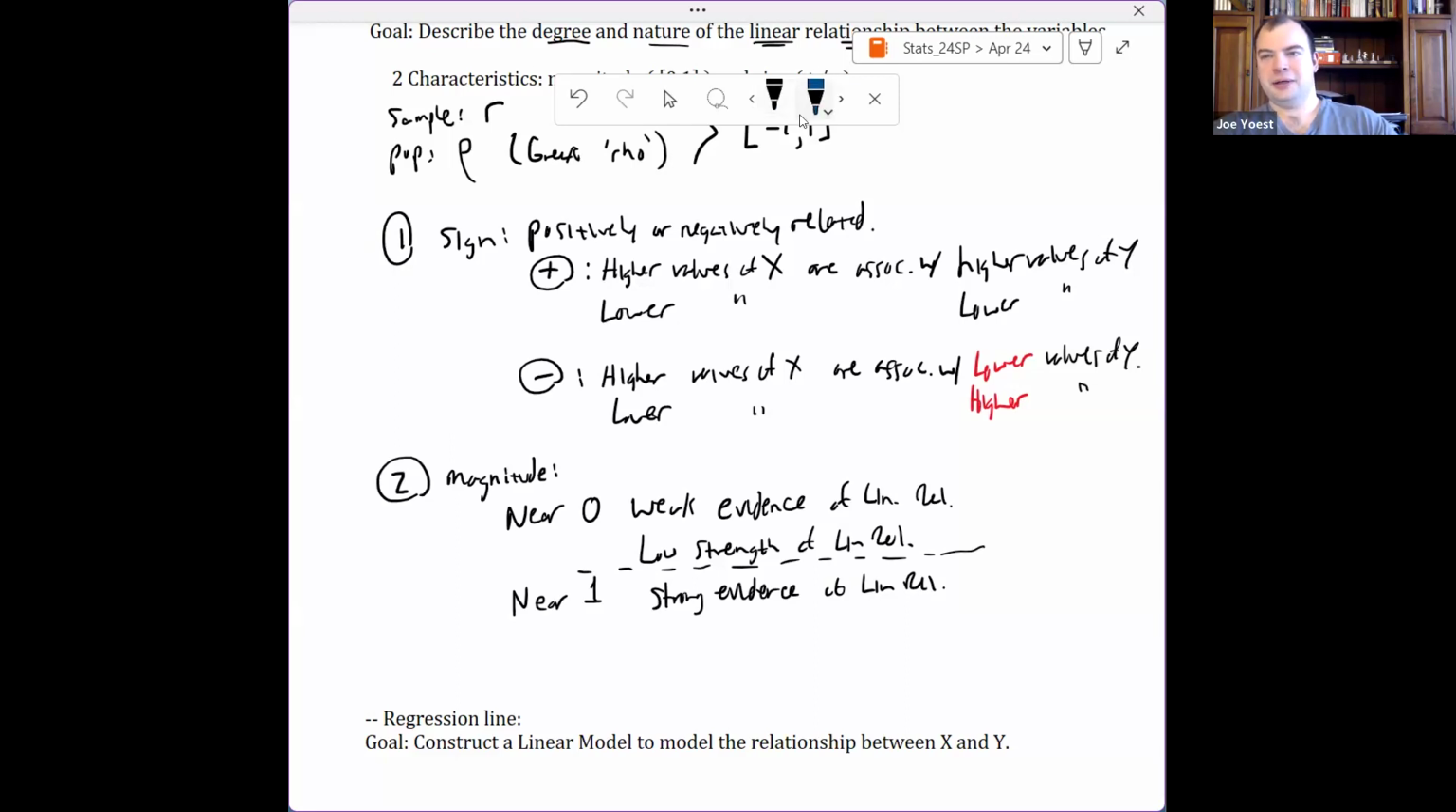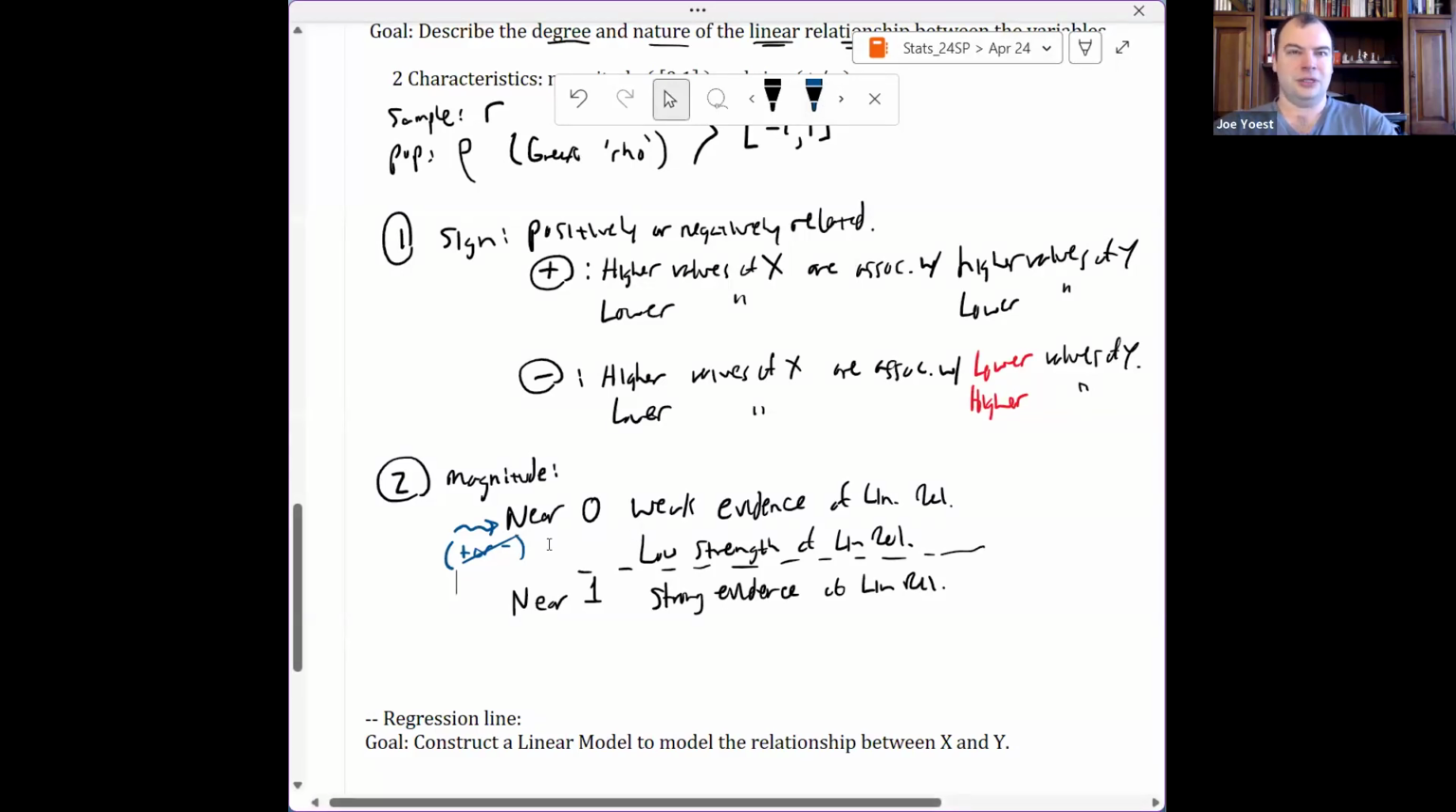So if my magnitude is near 0, I don't really care about whether the sign is positive or negative. Negative 0.1 or positive 0.1 correlation, either way, we don't have much in the way of a linear relationship. So whether it's positive 0.1 or negative 0.1 isn't a big difference.